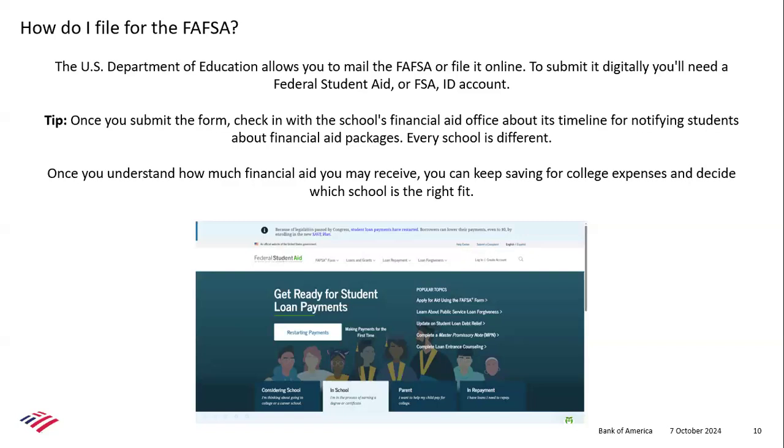Once you understand how much financial aid you may receive, it's going to certainly help you in knowing what you need to save for college expenses. And schools cost different amounts, right? And it's going to help you decide which school is the right fit based on your available income, your available aid, and total cost. So obviously that will help you decide.